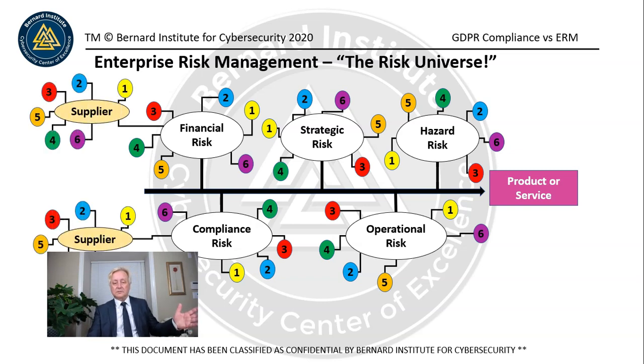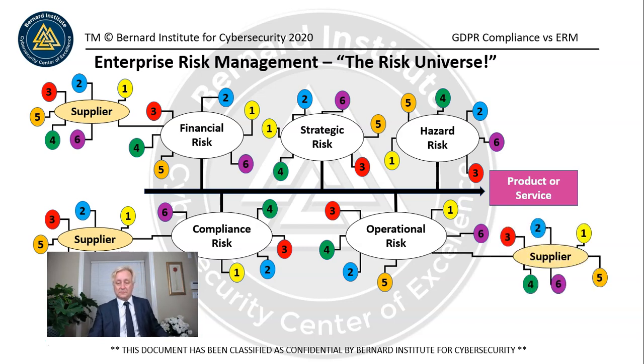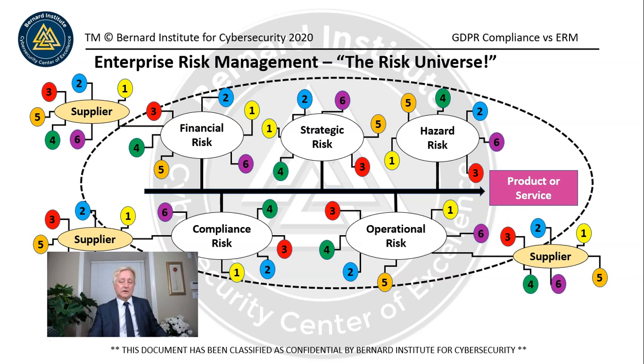And then we also have suppliers. And those suppliers also have the same assets. But the thing is that suppliers are kind of outside of the reach of us. So we have an agreement with them. We have a contract. We need to have a flow down clause in order to make sure that they're following our GDPR obligations. Okay, and we have suppliers all over the place. This is part of our risk universe. As we deliver products or services, here are the risks that are involved.